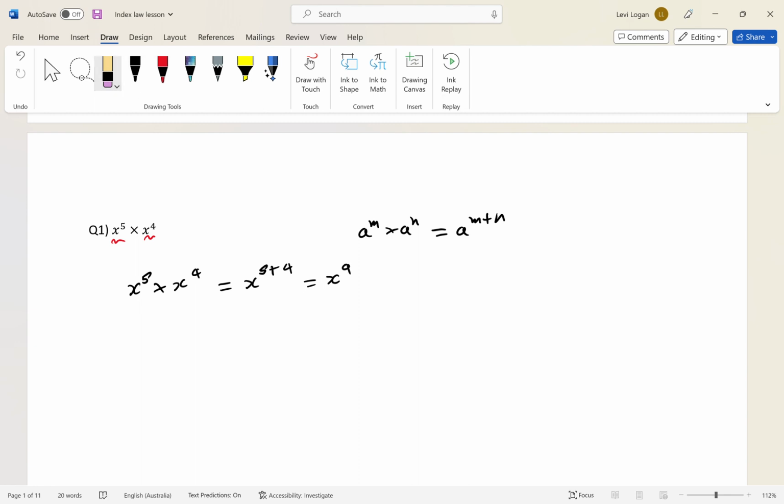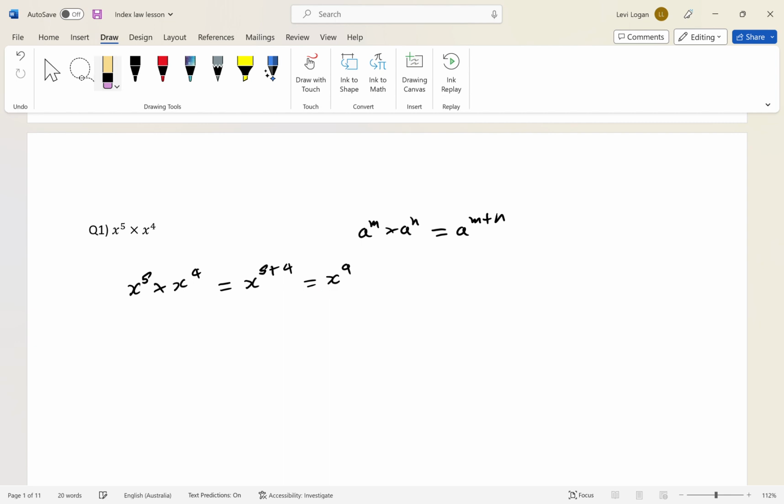If you were in a test and it was out of 2 marks and you just wrote that, I'd probably only give you 1 mark. If you wrote this step here, I'd probably give you 2. But if it was a 1 mark question and you just put this here, you get the mark. So you've got to read the marking grid of exams. It could be just x to the power of 9, but if it was 2 marks, you might want to write this and then that. It depends on the question and the marking, of course.